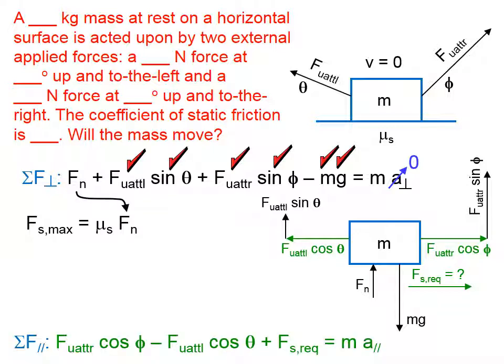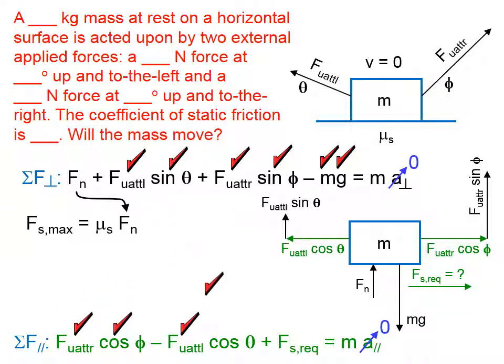Let's write the other Newton's second law equation. I've chosen to the right to be positive, so the force up and to the right times the cosine of phi is positive. The force up and to the left times the cosine of theta is negative because it's pointing the other way. And the way I've drawn it in the free body diagram, the required static friction force is positive. That should equal the mass times the acceleration parallel to the surface. If we don't want this mass to move, the acceleration should be 0.